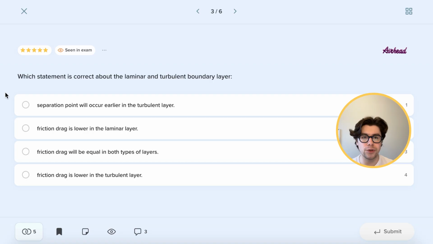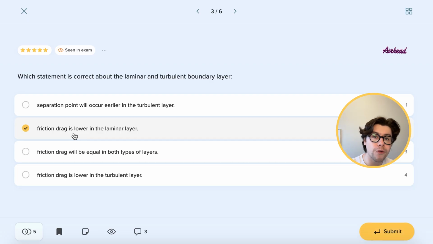So remember, the turbulent boundary layer will have more kinetic energy, meaning it will be more difficult to separate it. However, laminar layer on top of the wing will decrease the friction drag, as it will be, simply put, smoother. So as we go through all the possible answers here, the separation point will occur earlier in the turbulent layer. This is incorrect. The more energized the layer, the separation point will occur later. Friction drag is lower in the laminar layer. Absolutely true. It's smoother, meaning the air flows, relatively speaking, better when the layer is laminar.